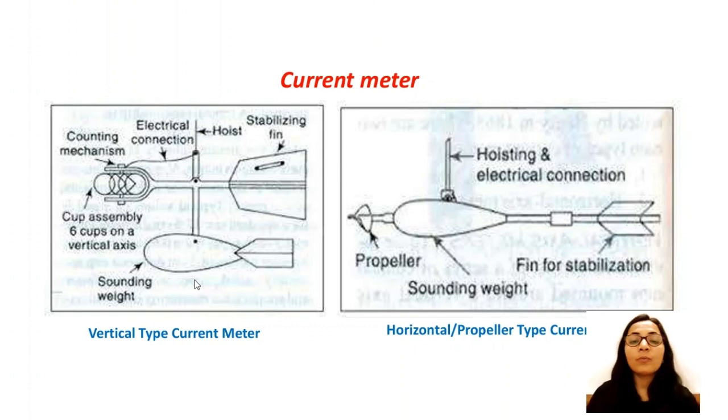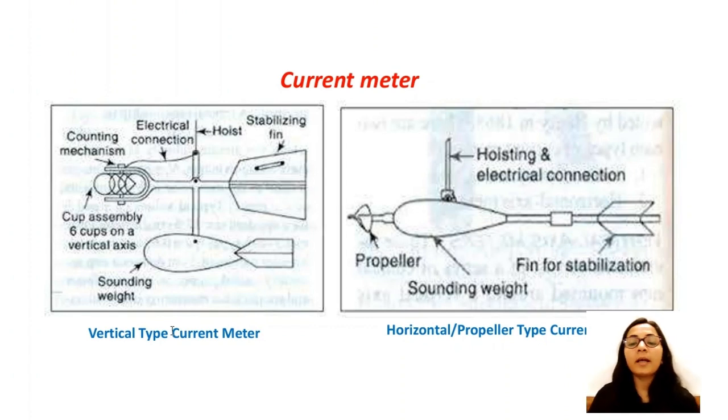The velocity of flow measurable by the vertical type current meter, as well as the horizontal current meter, varies from 0.15 meter per second to 4 meters per second. The accuracy of the vertical type current meter is 1.5% at threshold, improving to 0.3% at a speed of 1 meter per second.